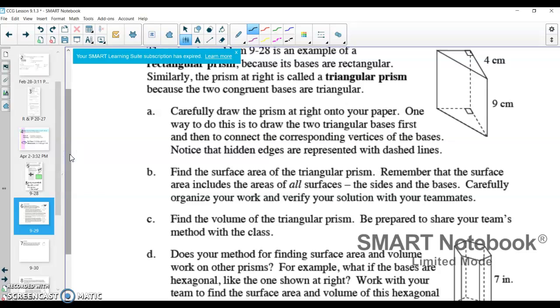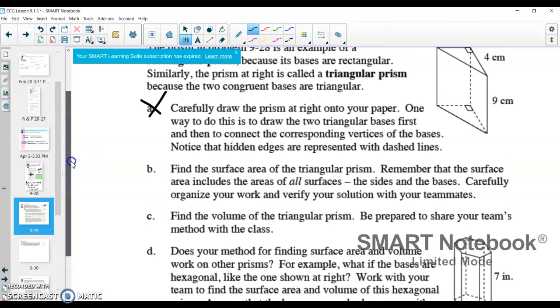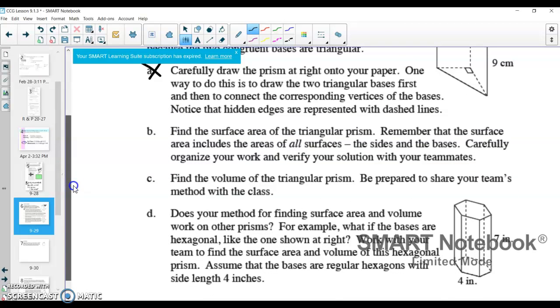So in A, they want us to draw the prism on our paper to the right. I'm not going to do this for time reasons, so I'm not doing part A. If you want to give it a try, you can. It's just telling you a little trick: you could draw the 2 triangles and then connect them. All right, the next part, part B, I am going to do.